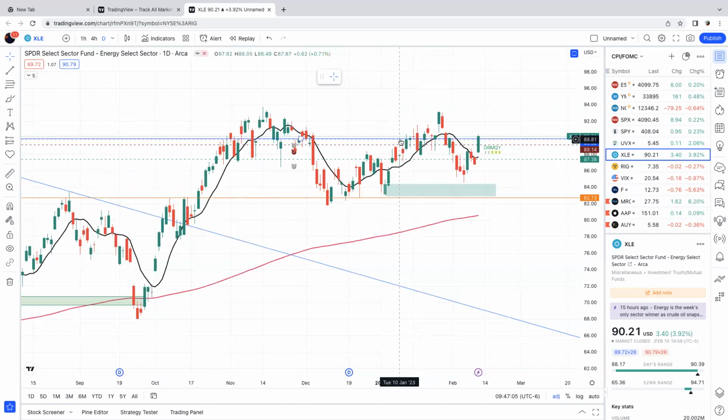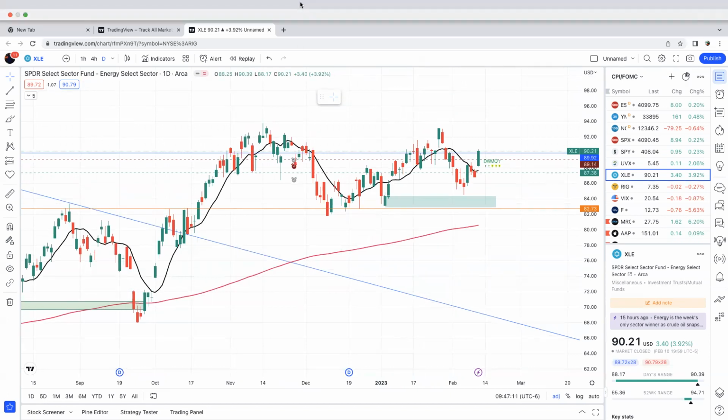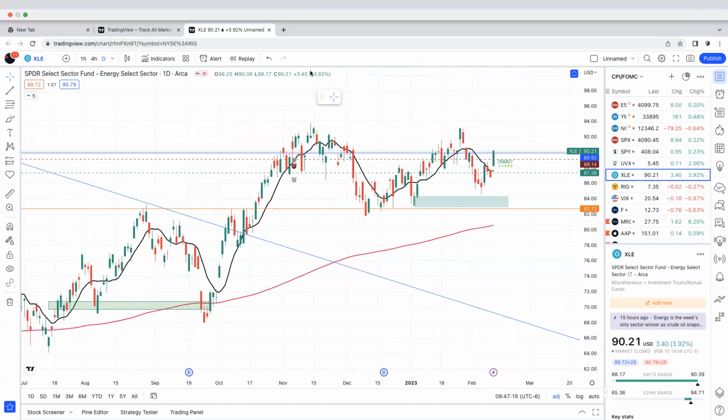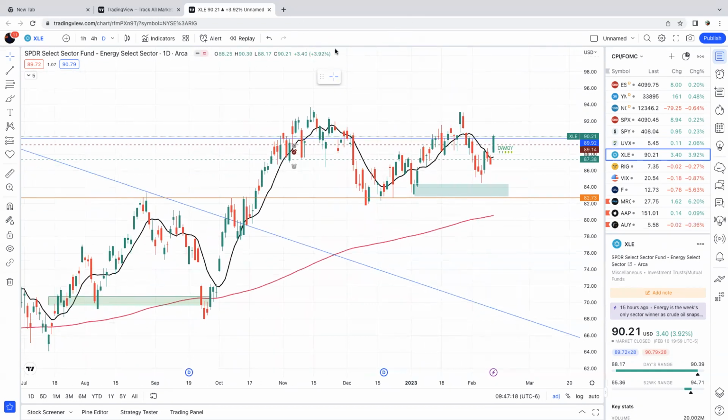Now, anybody know how to use the 9? Anybody know a simple strategy off it? I'll show you guys. I don't know if I showed you before. It's very simple. This is how you use the 9-day moving average and make a whole strategy off of it.